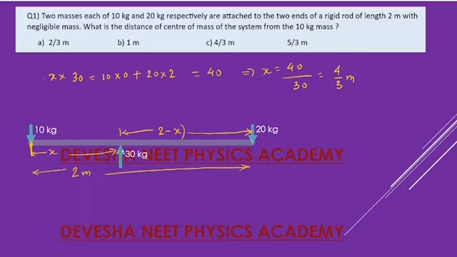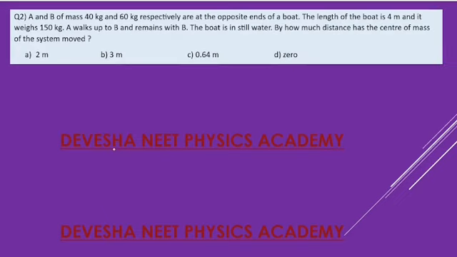So what does it mean? This is a normal reaction here. It is acting at a distance of 4 by 3. So that will become the center of mass of this system. Okay. Let's move on to the next problem now. A and B of mass 40 kg and 60 kg respectively are at the opposite ends of a boat. Imagine that there is a boat here.